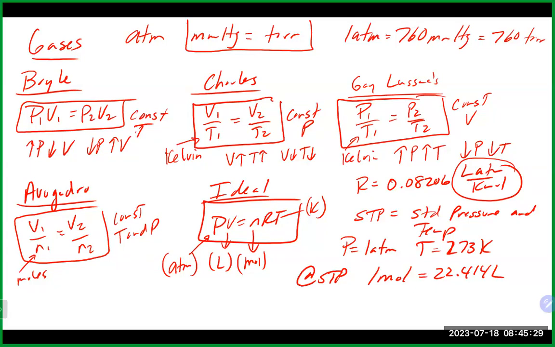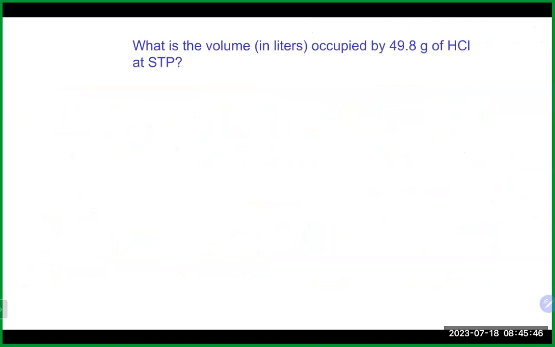Also, the good news about that one is you can pretty much use the ideal gas law in any situation, standard or non-standard conditions. If it's standard conditions, you just put the numbers in and it all works out the same. Any questions on any of those gas laws we cranked through last time? All right, so I think we have one more example here. What is the volume in liters that's occupied by 49.8 grams of HCl at STP, hydrogen being 1.008 and Cl 35.45? All right, take a minute or two, see what you come up with.